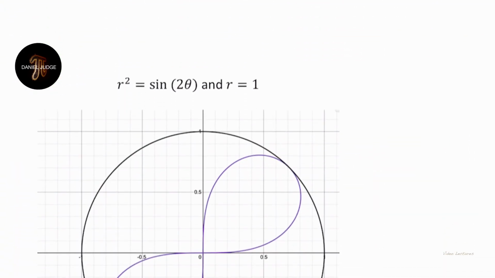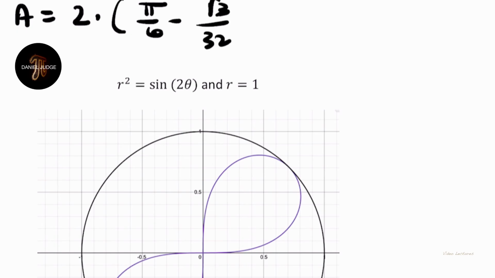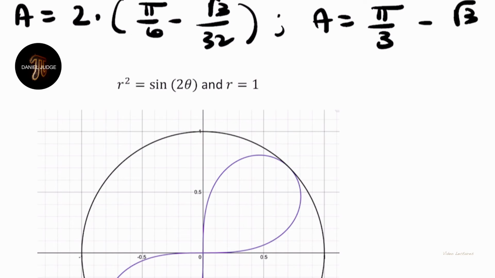So final answer is going to be, the area will be 2 times pi over 6 minus the square root of 3 over 32, which means the area is going to be pi over 3 minus the square root of 3 over 16.